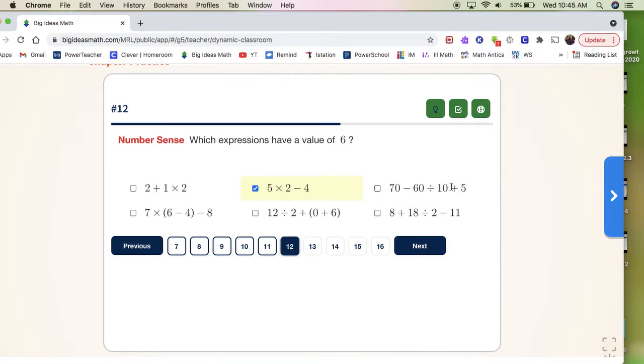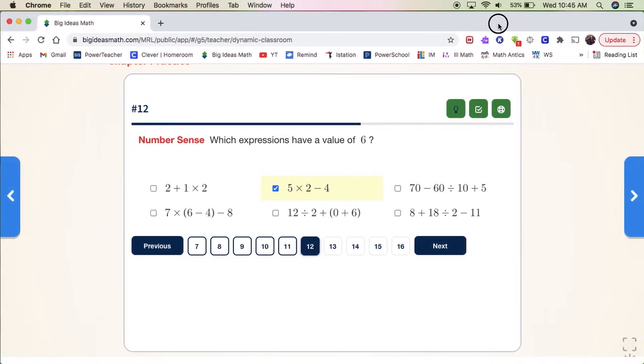We have subtraction, division, and addition. So we're going to divide first. So we're going to have 70 minus 6 plus 5. If you need to write that down, you can. I don't have a way to do that on here that I know of. So 70 minus 6 divided by 10 plus 5 would be 70 minus 6 plus 5. 70 minus 6 is 64, plus 5 is 69. So it does not have a value of 6.